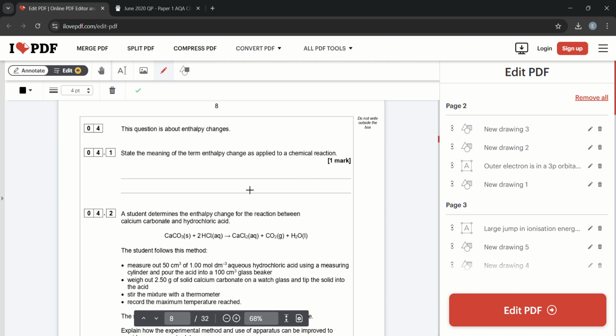Question 4 is a question about enthalpy changes. State the meaning of the term enthalpy change as applied to a chemical reaction. Enthalpy change is a heat energy change at constant pressure.